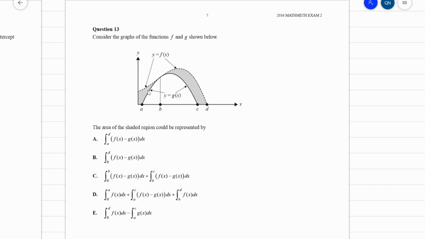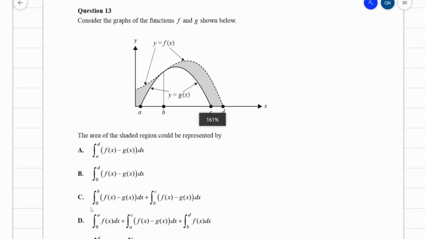0 to b of f minus g. Again, that's not going to be it, because if you do the integral between the difference of two functions, that's the area between curves, which also includes this area down here, if it exists. So it's not going to be c.